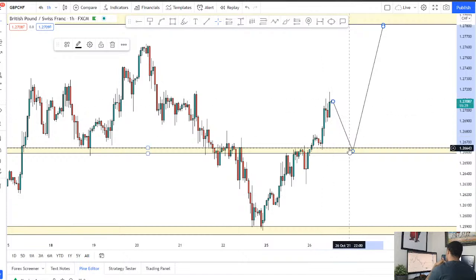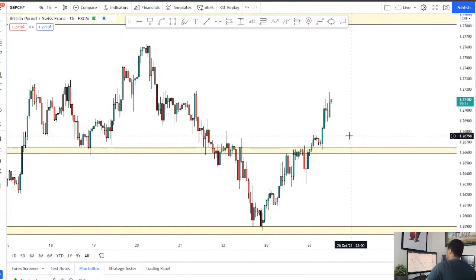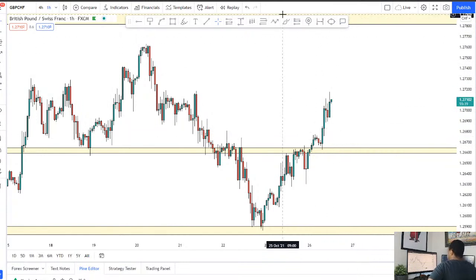New York could take us down, but I don't think we'll get anything. It might be too late in the day as well to take a trade. So I'll probably be waiting for tomorrow for this one. Might set an alert there to see when price can get there, and there's obviously a chance that price might not retrace. It might just continue.